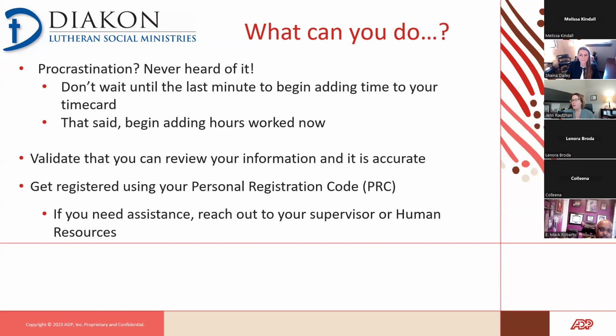Some things that you can do: you should have received a registration code via email to help you initially get enrolled into the ADP solution. If you do not believe you received that registration code, we did have a prior training and someone mentioned that they thought it was a spam email, so they deleted it and needed to go back in and retrieve it from their email. So if you feel like you did not receive that email, certainly check to make sure you didn't delete it. But if you did not receive it, please reach out to your local HR representative and they'll be able to retrieve that registration code for you so that you can get set up.